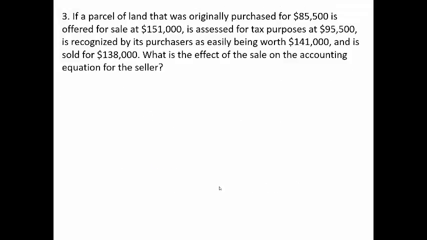Okay. Number 3. If a parcel of land that was originally purchased for $85,500 is offered for sale at $151,000, is assessed for tax purposes at $95,500, is recognized by its purchasers as easily being worth $141,000, and is sold, and this is really all that matters, what is it sold for, is sold for $138,000, what is the effect of the sale on the accounting equation for the seller?